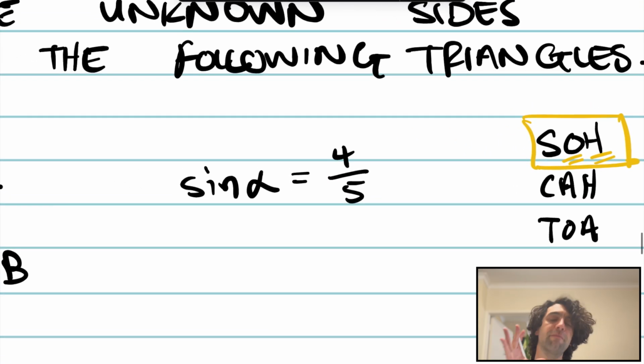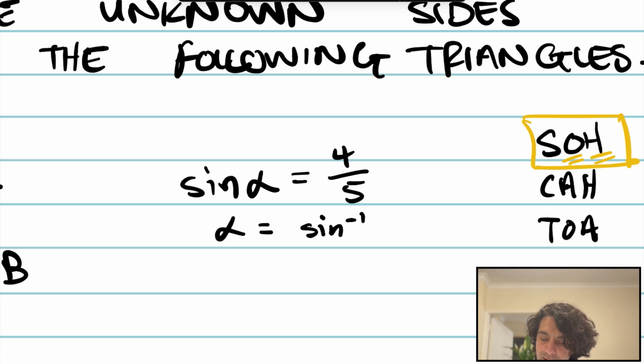So I've got sine of alpha equals 4 over 5. I am interested in alpha. How do I find out the value of that angle? Well, I need to bring this sine over to this side. So I find that alpha is equal to sine⁻¹ of 4 over 5. That is my inverse trig function.